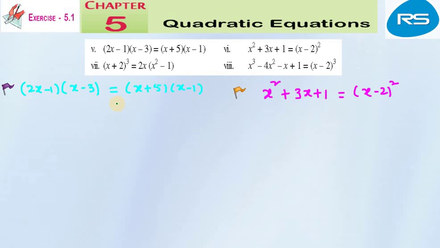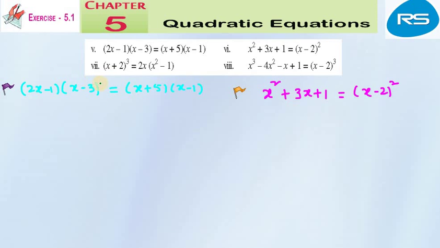We are in quadratic equations. Exercise number 1, question number 1. We already did 4 questions. Now we are moving further. We have a total of 8 questions and we are checking whether the given equation is a quadratic or not.